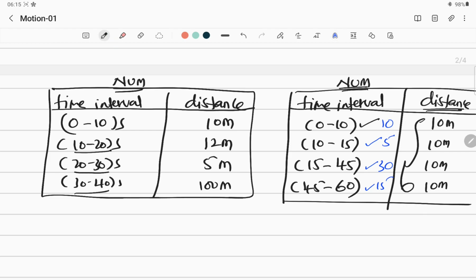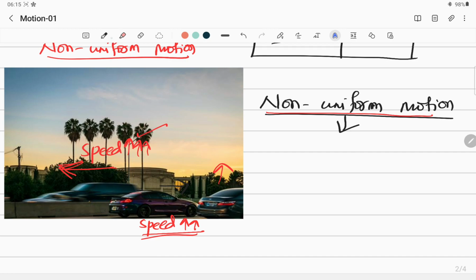So that's why we can have two definitions together. If the body is covering unequal distances in equal intervals of time, or it is covering equal distances in unequal intervals of time, then both are examples or cases of non-uniform motion. I think we should be able to write the definition now.